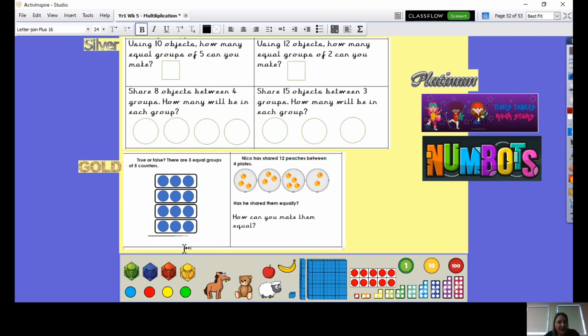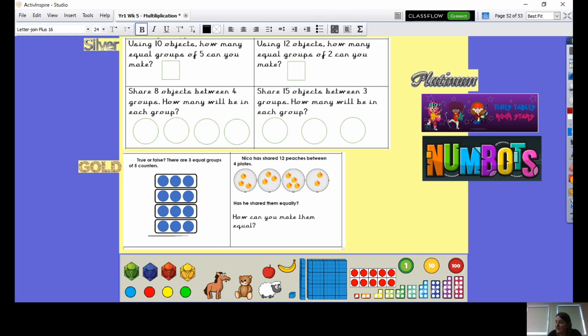The gold is looking at this and working out whether this statement is true or false. And then this one here is again looking at it. Has he shared it equally? And then I've added in an extra question. How can you make them equal?